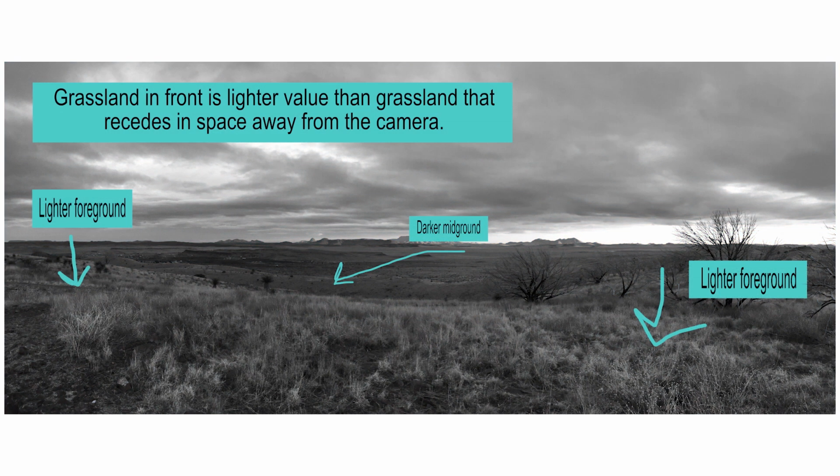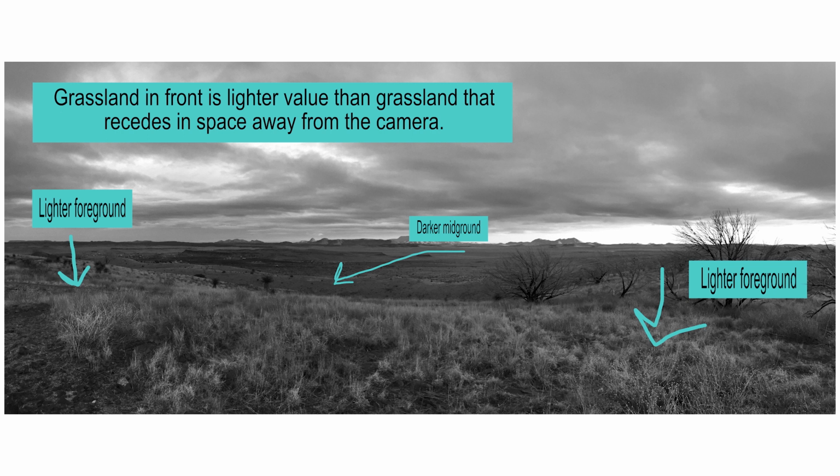This is a scene in West Texas. I took the photograph myself, and you can see that the grasslands that are nearest to the camera, sort of right by my foot, are brighter, a bright in the front. And then as the plane of grass moves away from the camera, it gets darker, a dark.